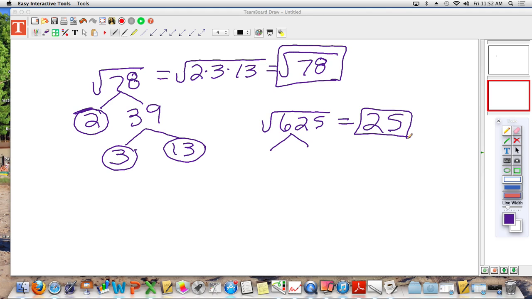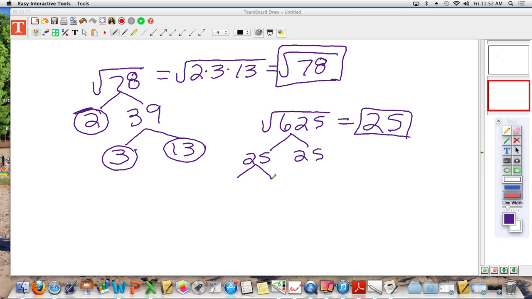If you did the tree, you would end up with no leftovers, and the numbers that you would put up here would all multiply to 25 anyway. Should we do the tree anyway, just for fun? Yeah, we should. Okay. 625. 25 and, help me out here, 625 divided by 25 is what? 25. Why did I just say that? Let's pretend that I never said that. 25 and 25. Yes, oh my gosh.